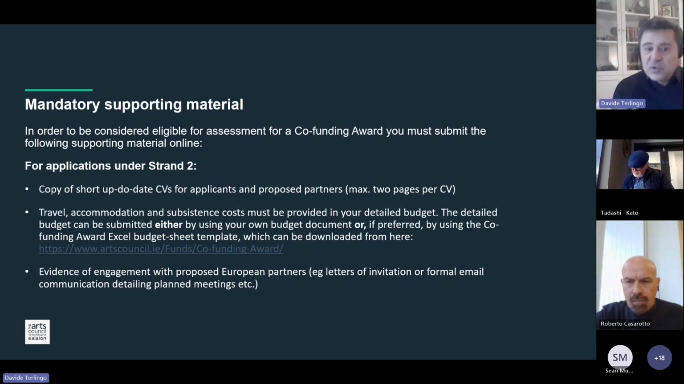But you also have the option to use, again, the co-funding budget template that is available for download on the website. It might be a bit of overkill because it's a far more complex template, but you can use it. There is a section which includes travel, accommodation, and subsistence costs in that template anyway.